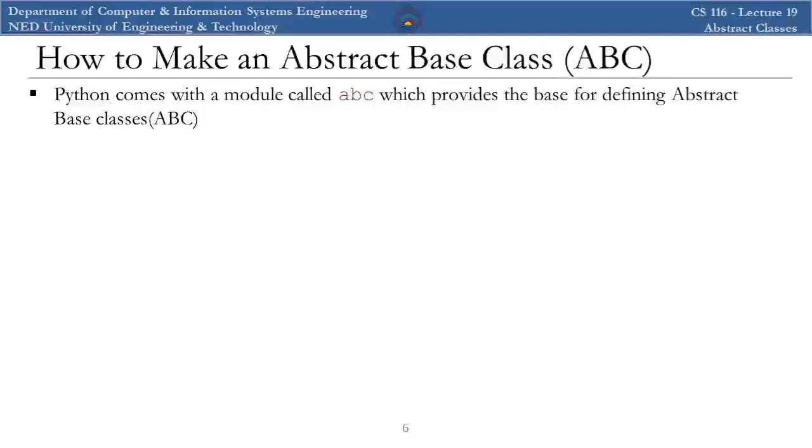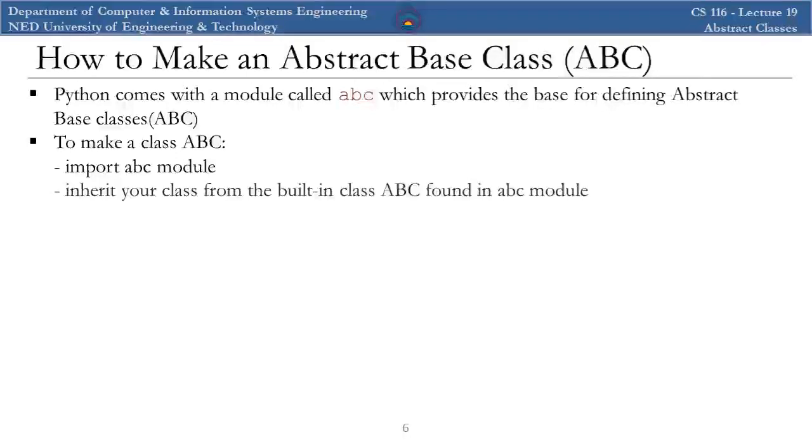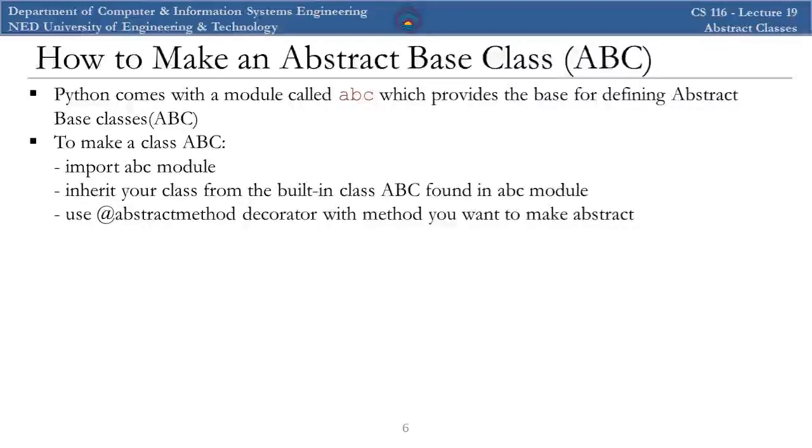And if you want to make such a class, first of all, you need to import this module, and then you inherit your class from this module. I'll show you the syntax shortly. And then you can use this decorator with whichever method you want to make abstract. As I told you, you can have concrete as well as abstract methods in a class, so you'll use this decorator with those methods which you want to convert to abstract form.